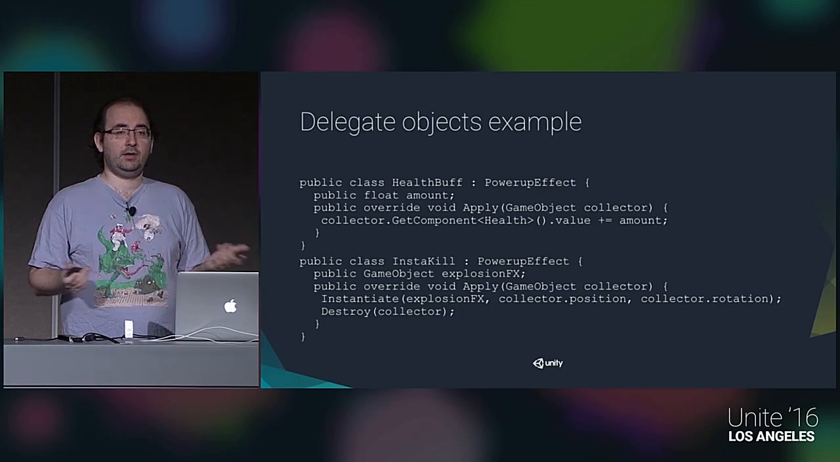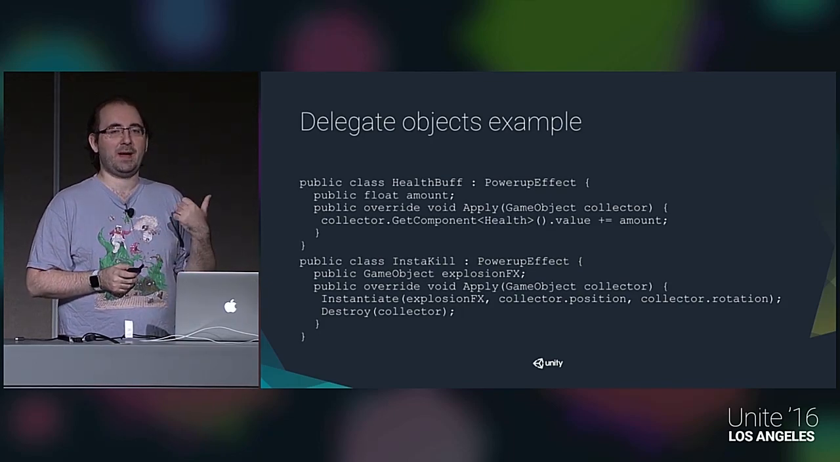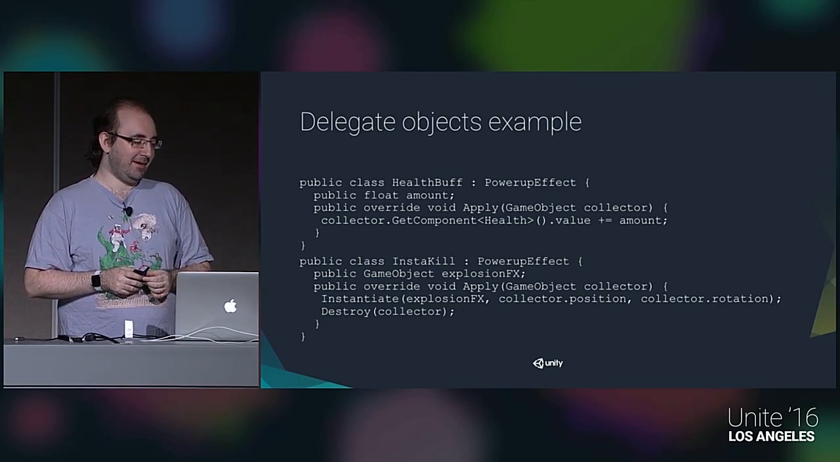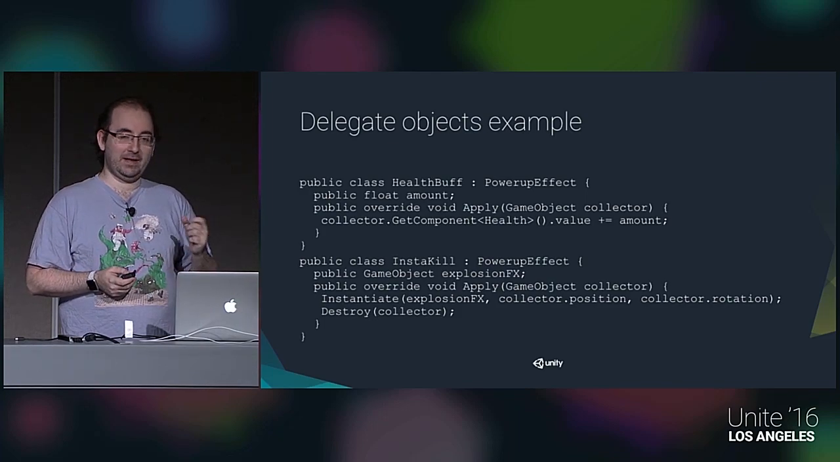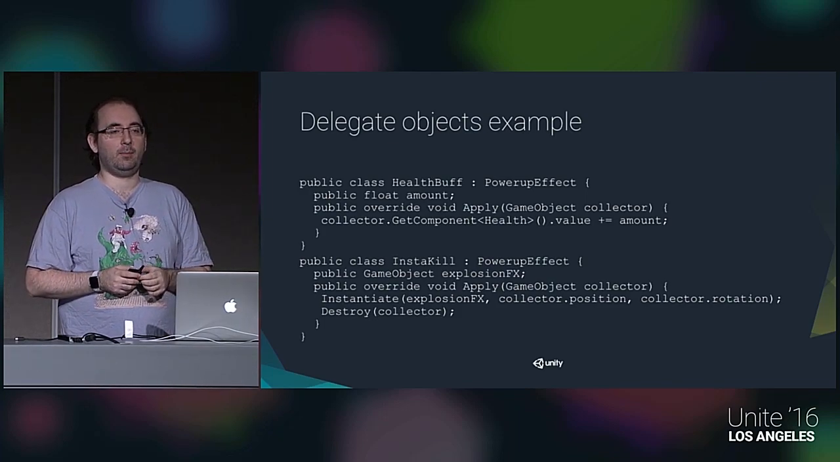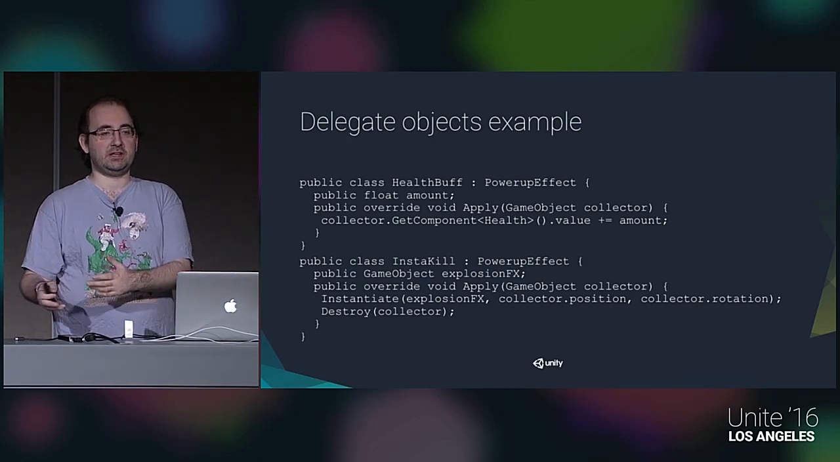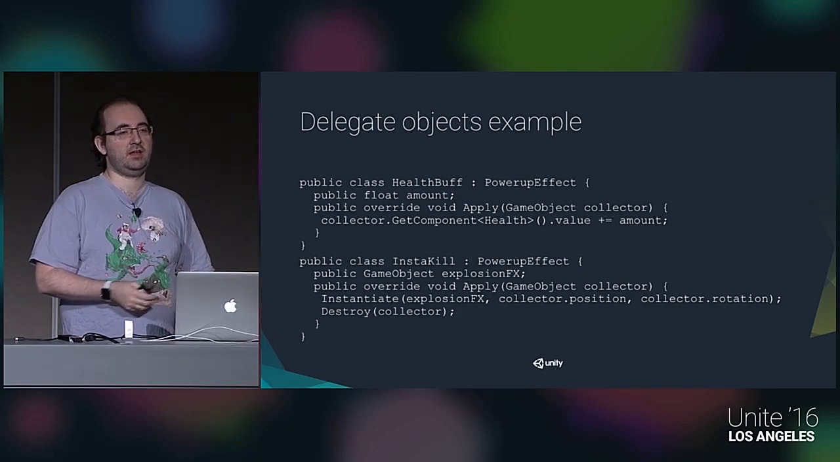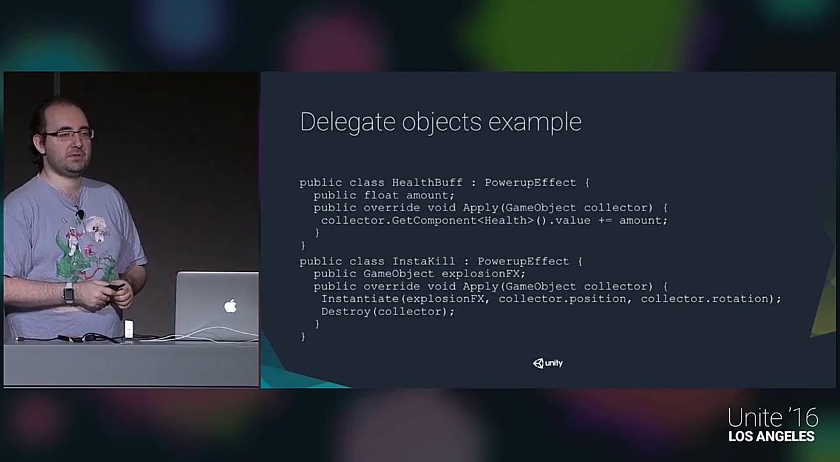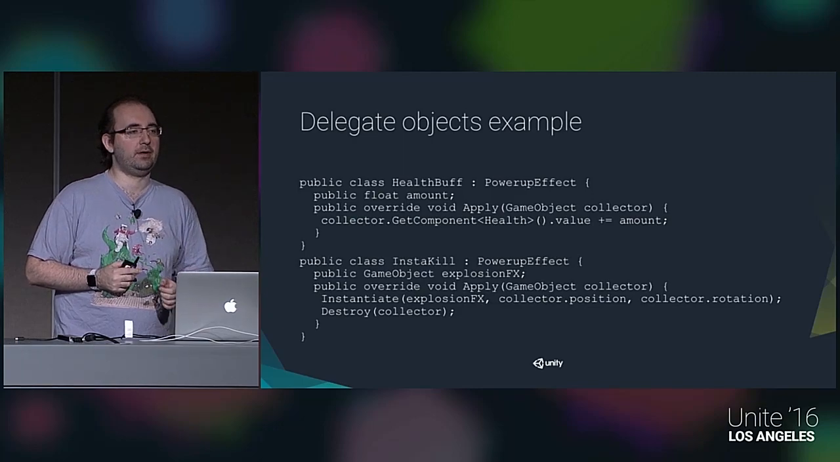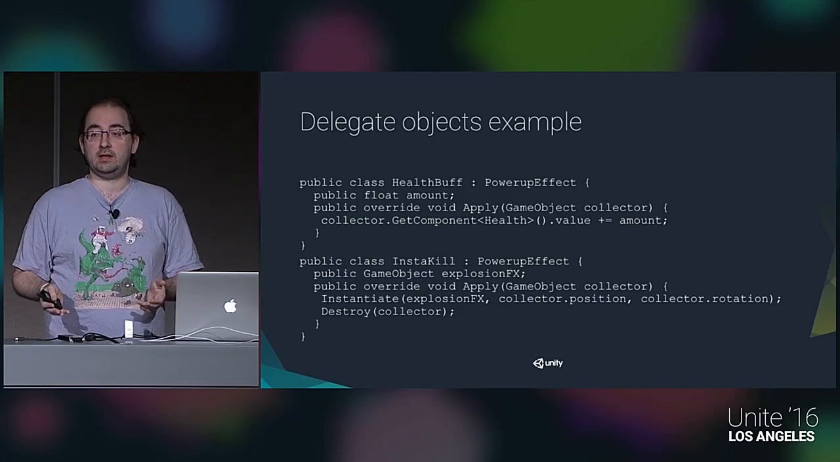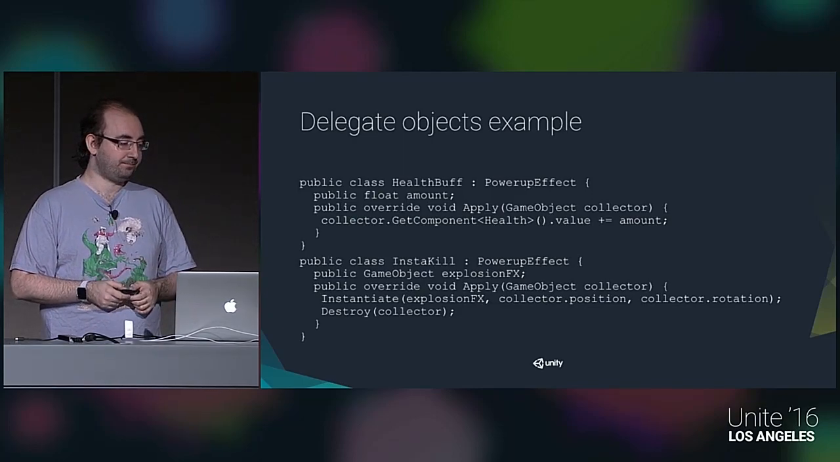So here's a second one, insta-kill. It's kind of a harsh power-up, I guess. So you get this one, and we'll make an explosion, and we'll destroy whatever picked it up. So yeah, you don't want to get this one. But again, we can have a whole bunch of different insta-kills with different explosions. You want an ice burst, fireball, whatever. It's the same code, same object type, just different instances configured in different ways, and then plugged into different power-ups.